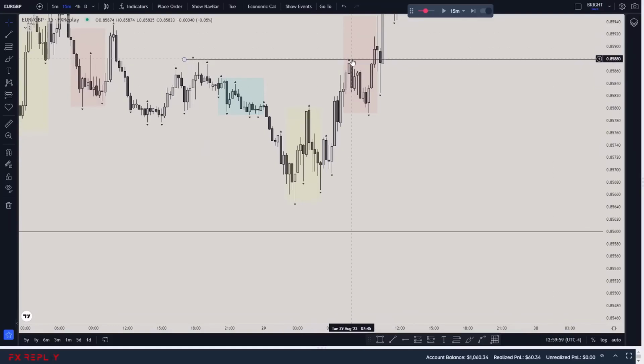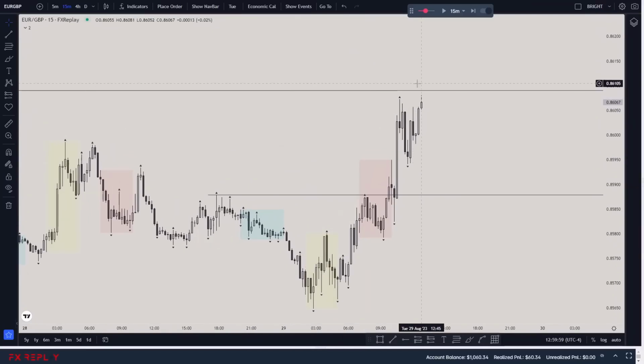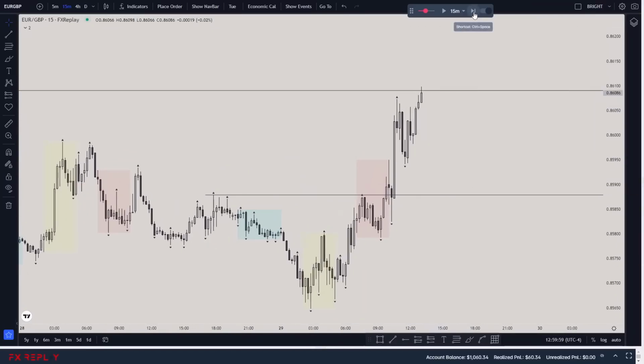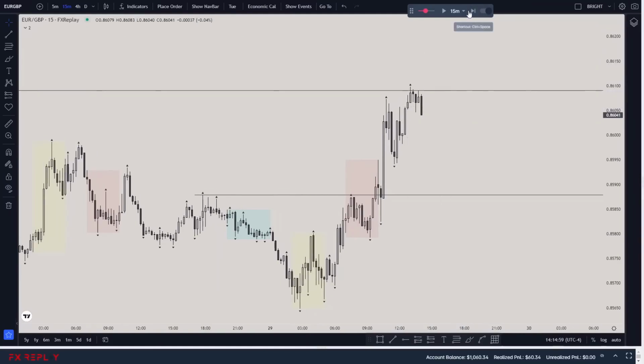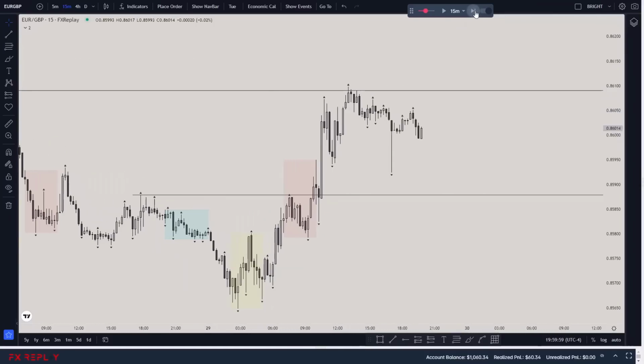So price did not take this one, and then it takes it. No change of character, nothing, and price keeps going up. So we are out of the kill zone. We do not have an entry. Now price is close to the other liquidity level, and we are also out of the kill zone. So we're not going to take this one, even though it looks like it worked, right?